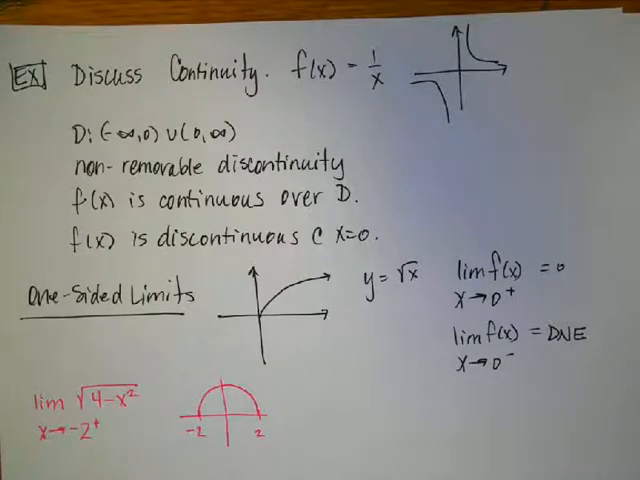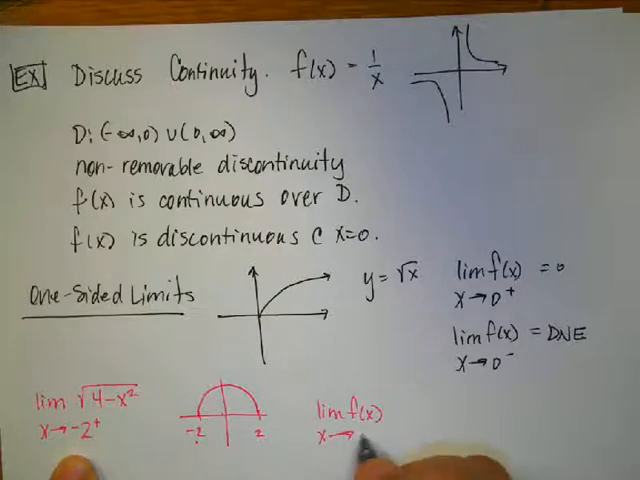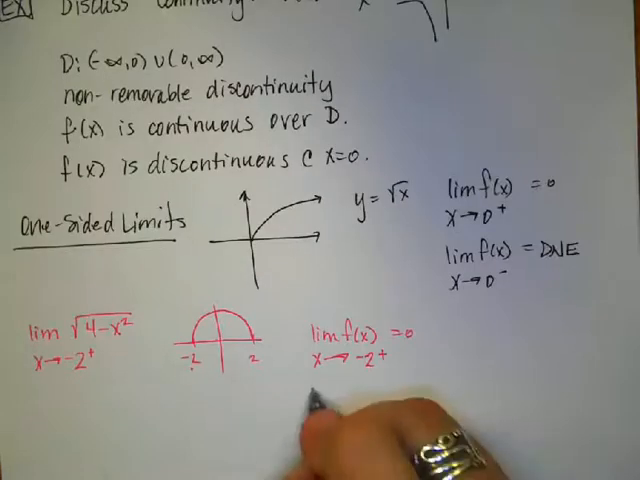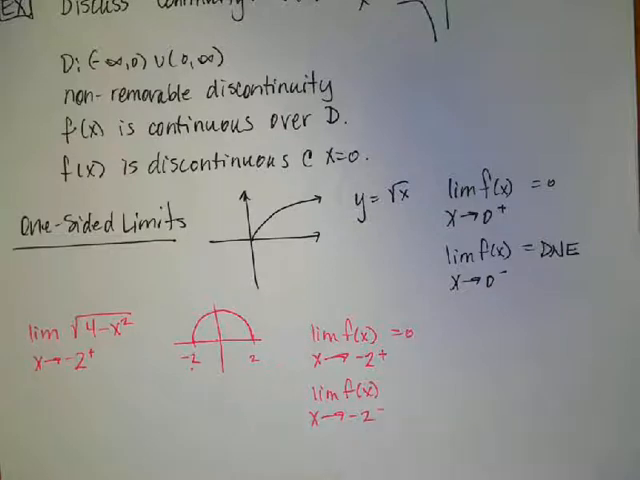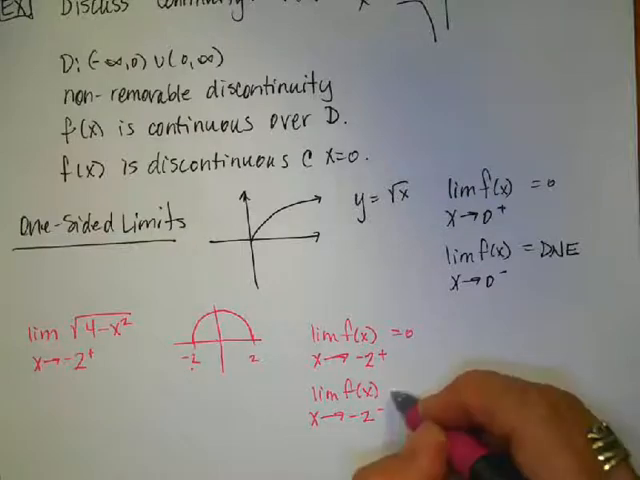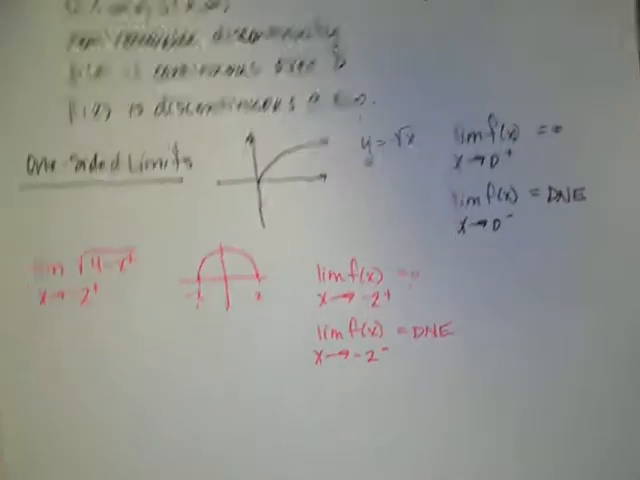Well, as I approach the negative 2 from the right, then I would say the limit of the function as x approaches a negative 2 from the right is 0. But what would happen if I tried to take the limit of the function as x approaches a negative 2 from the left? Well, as I come into a negative 2 from the left, there's nothing there, so that limit doesn't exist. So again, you can see that there are cases where I have to do a one-sided limit. So here's something interesting to think about.